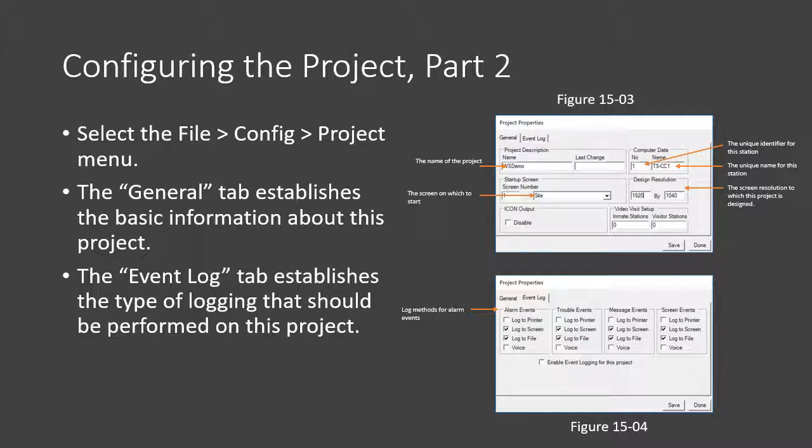Log to screen means that you're going to put this in the screen alarm log on the screen of ProVision. And log to file means you're going to log it to the logging server if that's set up, or log to a local file when an event occurs. And log to voice means that you're going to have that event enunciated audibly when it occurs. So you have alarms, troubles, messages, and screen alarms that all are screen events that all get logged to where you want them to go, depending on how you want it to log.